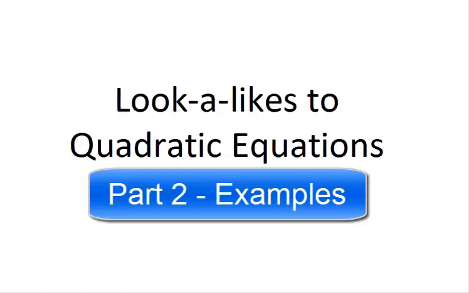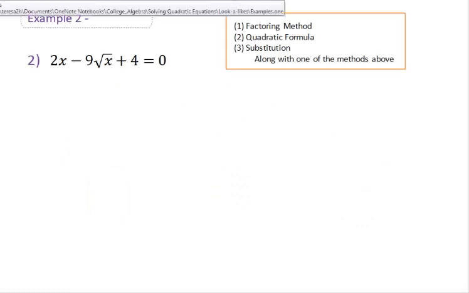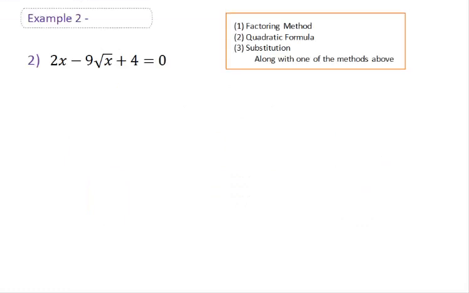Lookalikes to quadratic equations. In this video, I'm going to be working a few more examples. So I'm going to start with example 2, which is 2x minus 9 square root of x plus 4 equals 0. I have three methods I can use to solve this one.